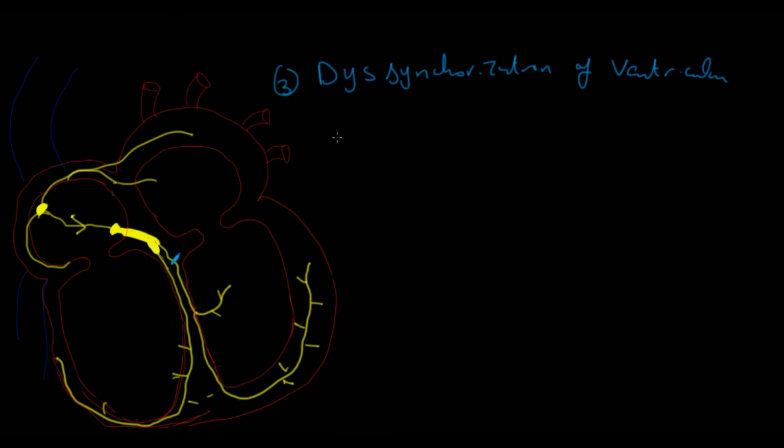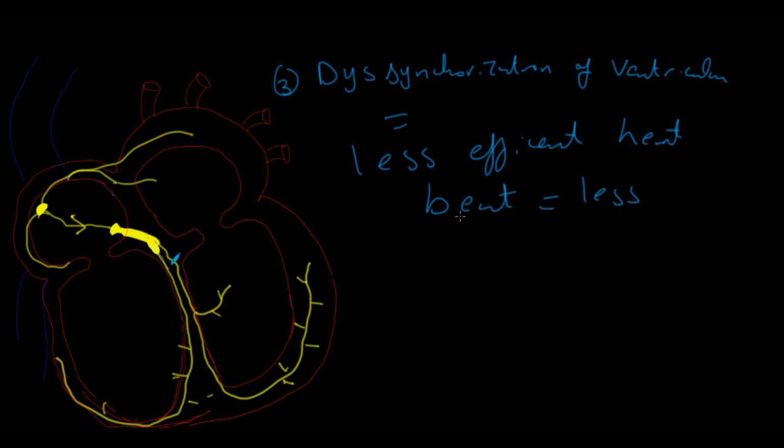So imagine if the impulse or the signal goes all the way from the SA node to the AV node, bundle of His, and then it's supposed to be divided into the right bundle branch and the left bundle branch at the same time. Right bundle branch, it goes all the way nicely, left bundle branch, it gets blocked. That means that the right heart is going to beat not in synchrony with the left heart. So desynchronization equals less efficient heartbeat, which means less blood pumped, which equals symptoms.